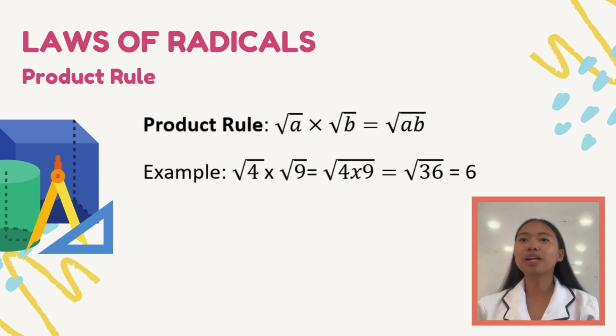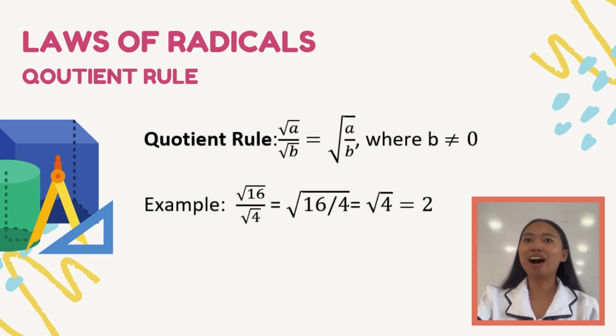For example, if we have the square root of 4 times the square root of 9, using the product rule, we can simplify it to the square root of 4 times 9, which is equal to, that's right, the square root of 36. And the square root of 36 is equal to... Very good. 6. Now, let's look at the quotient rule.